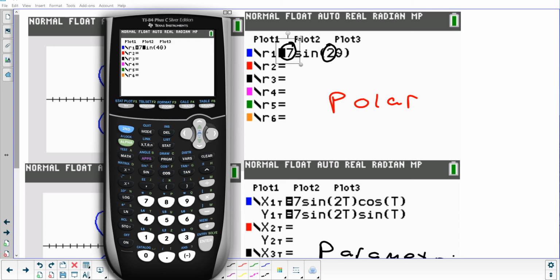What if I plug in 3? How many petals do you think I'm going to get? Yeah? 6. I can see why you would think 6, because so far it's always been double the number. And if you put in an even number, you do get double the number of petals. If you put in an odd number, you get exactly that number.